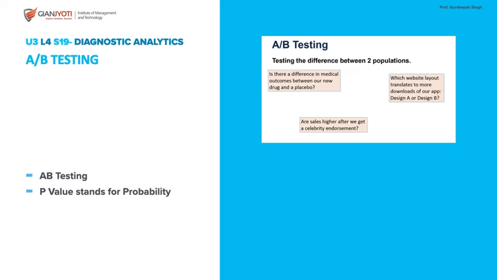So let's also talk about A/B testing. What is A/B testing? In this, you have two populations, so you test the difference between two populations. Examples are practical examples from the business. Is there a difference in medical outcomes between our new drug and a placebo? For example, like with the COVID-19 vaccine testing on humans, that is what is going on. We have developed a vaccine, a drug, so we would like to check whether there is a difference in medical outcome between our new drug and a placebo.